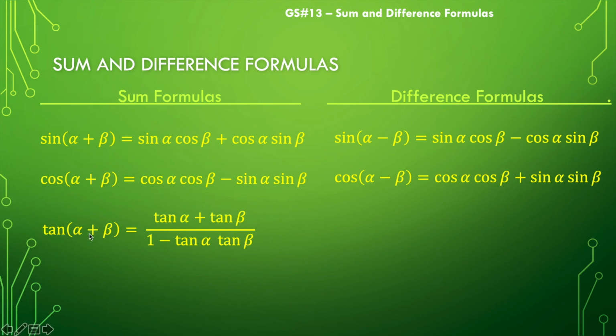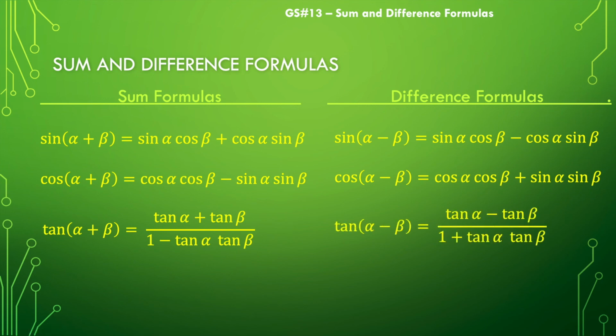Notice that the numerator signs are the same and the denominator sign is different. And if we look at the difference formula, all the signs just switch. So the tangent of the difference of two angle measures is the difference of the tangents divided by 1 plus the product. Okay, so now we've exposed you to the sum and difference formulas.